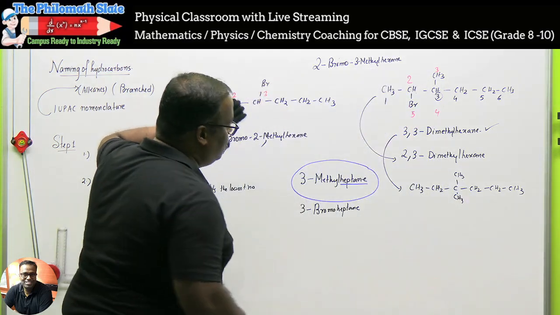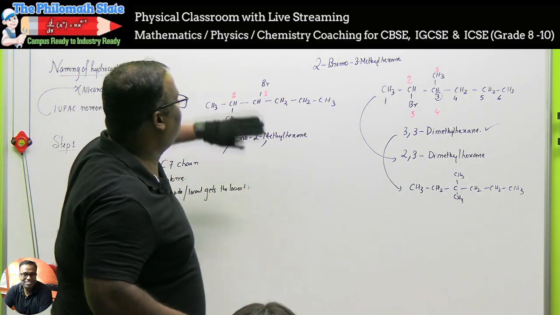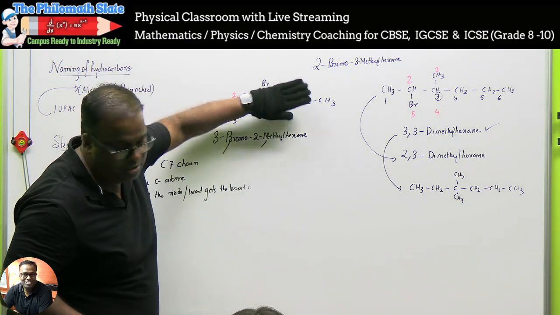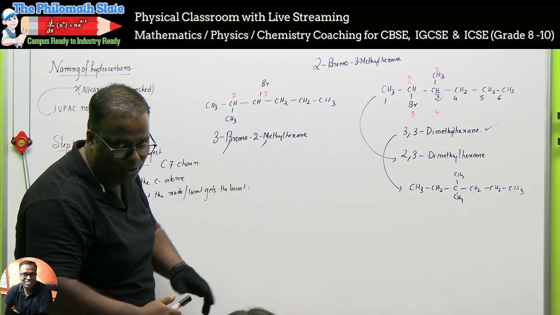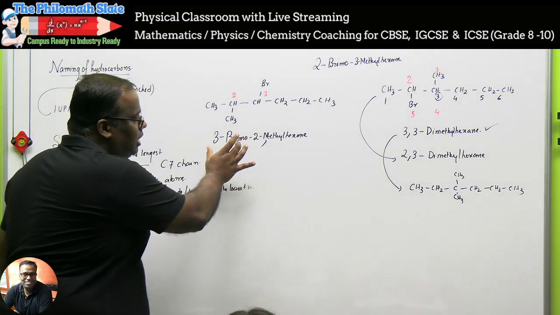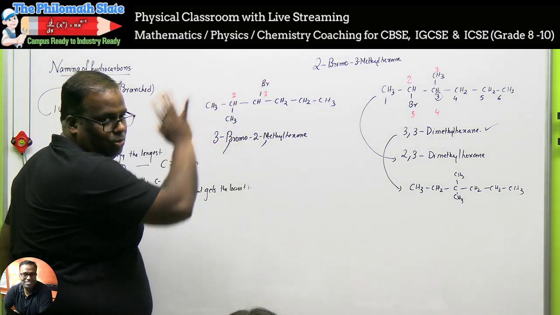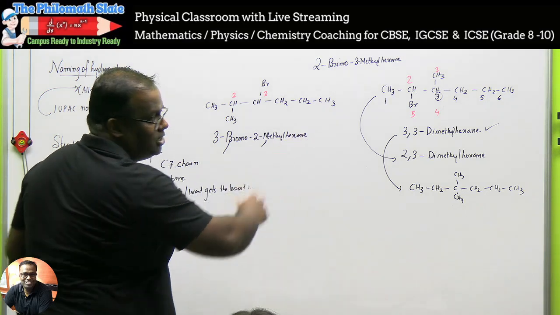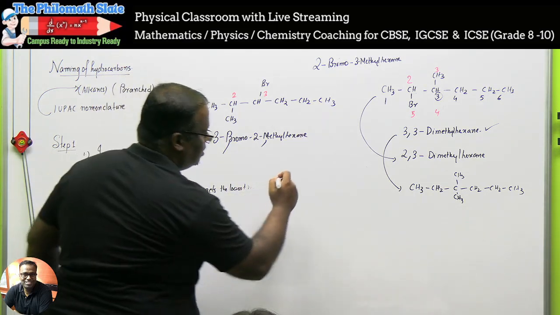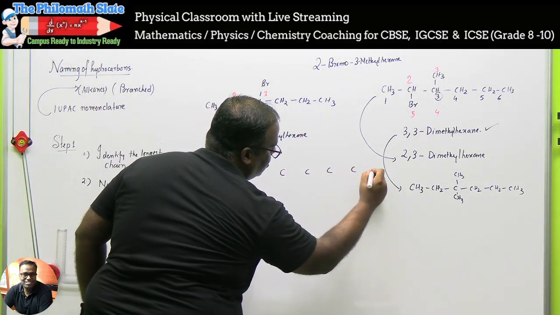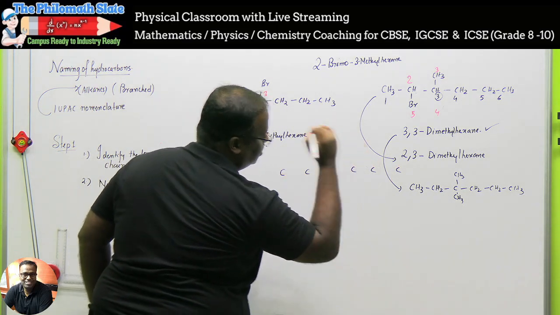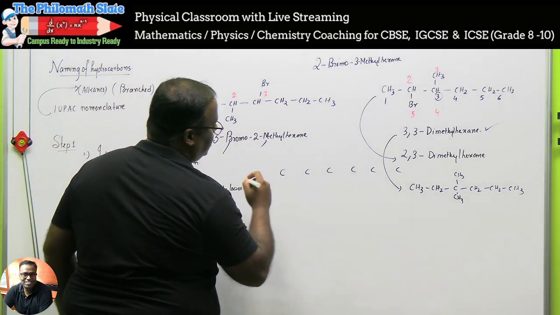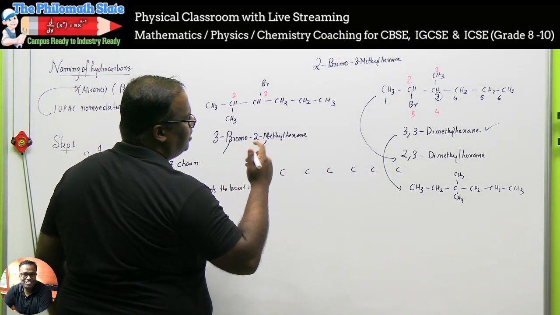Can I just wipe off this portion and think that this is not there on the board? I just have this information. Let me draw the structure. Let us see whether we go wrong or not. You see 32, whereas it should have been 23. What is the parent chain? Hexane. 1 2 3 4 5 6, yes, 1 2 3 4 5 6. Okay.